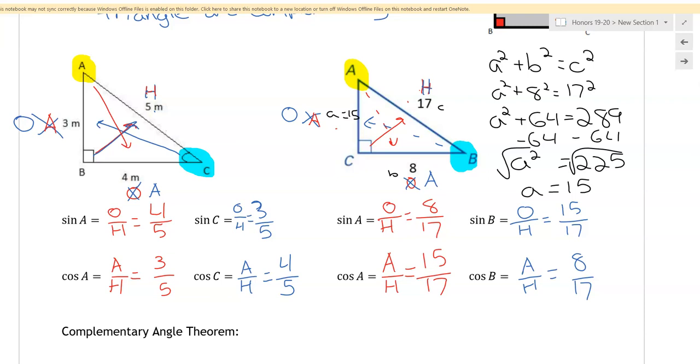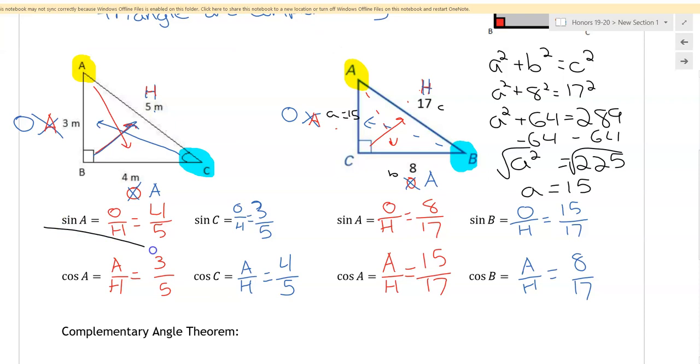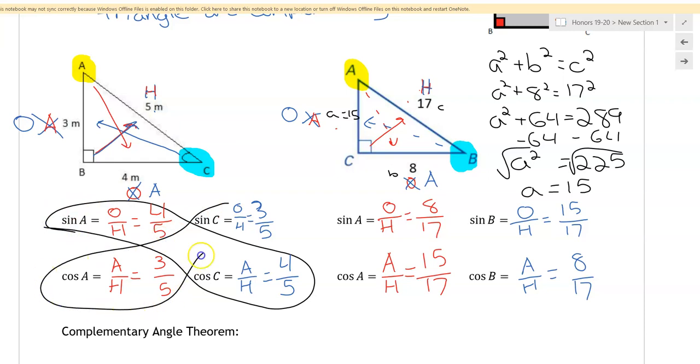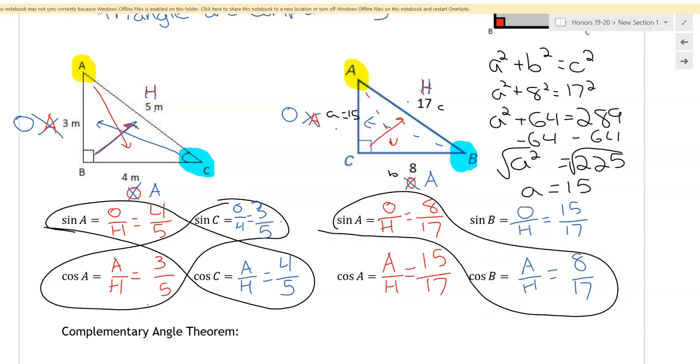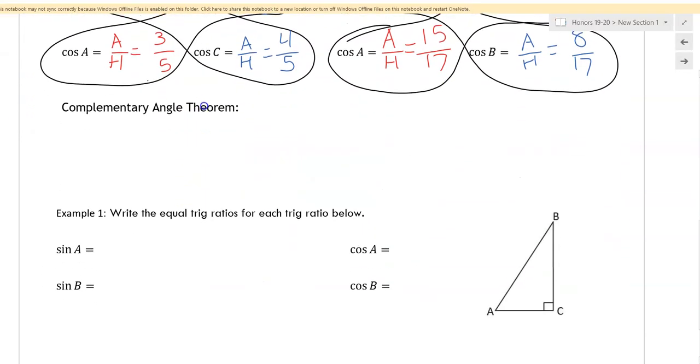With these two examples, you should notice that the sine of one is equal to the cosine of the other. Those are the same. And same thing this way. Same thing here, that sine and that cosine are equal, and this cosine and that sine are equal. This is what we call our complementary angle theorem.